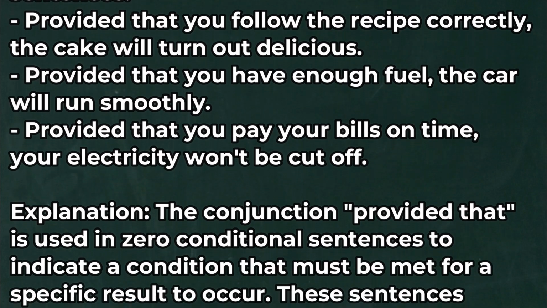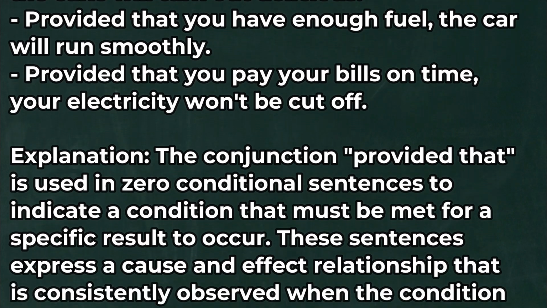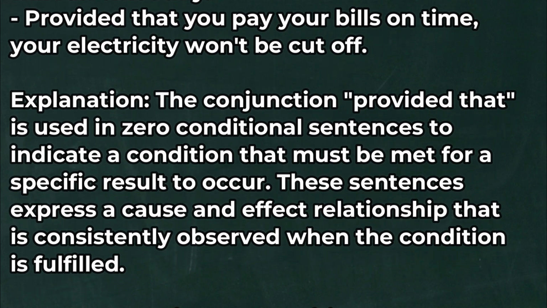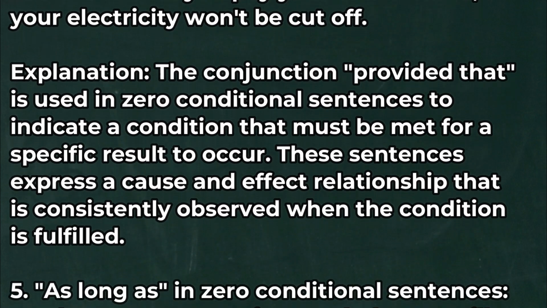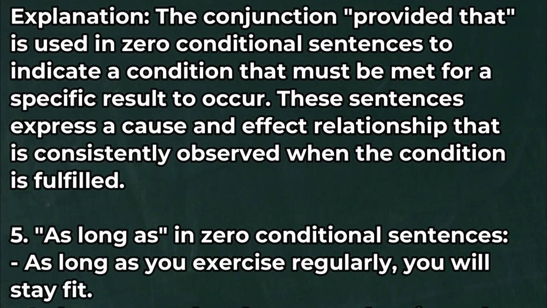Explanation. The conjunction provided that is used in zero conditional sentences to indicate a condition that must be met for a specific result to occur. These sentences express a cause and effect relationship that is consistently observed when the condition is fulfilled.